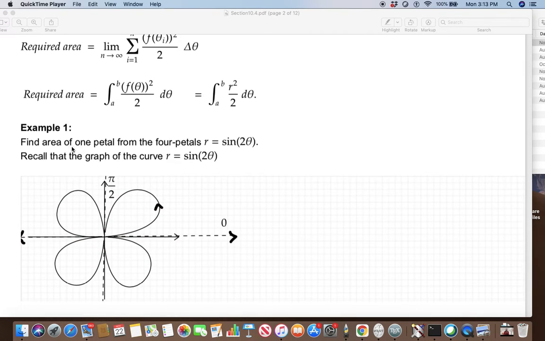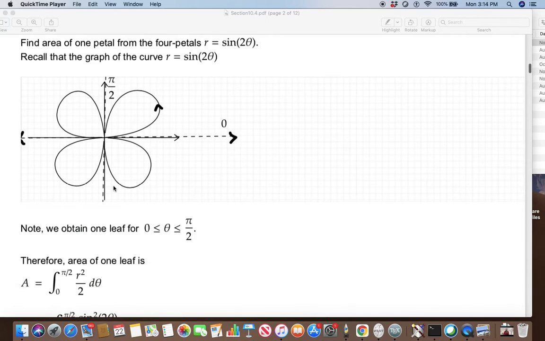Find the area. Here is an example of one petal from the 4 petal rose, r equals sine 2 theta. When you graph r equals sine 2 theta using methods we learned in our previous section, you will find it's a flower with 4 petals. The question is to find the area of just one petal. How do I get this petal? Notice this petal comes from angle 0 radians to angle pi over 2. So one petal is obtained from theta between 0 and pi over 2.